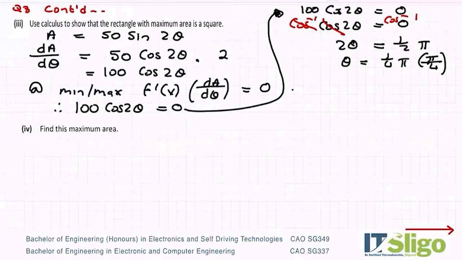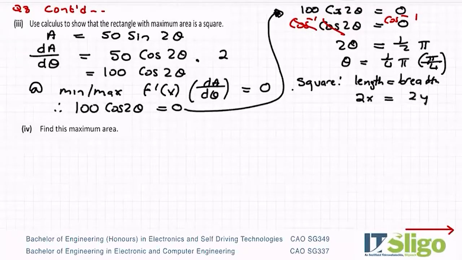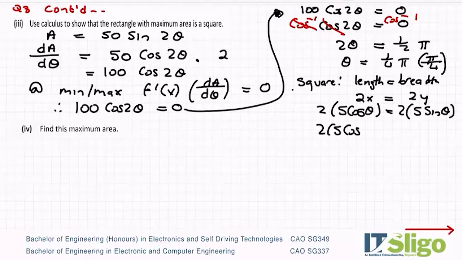Okay, so use calculus to show that the rectangle with maximum area is a square. If it's a square, then the length is equal to the breadth. For us, remember we said 2x was equal to 2y. So we had 2 times 5 cos theta being equal to 2 times 5 sine theta over this side. Let's sub in our theta. So it's 5 cos pi over 4 equal to 5 sine pi over 4. And if it's a square, then these are going to be the same as each other.